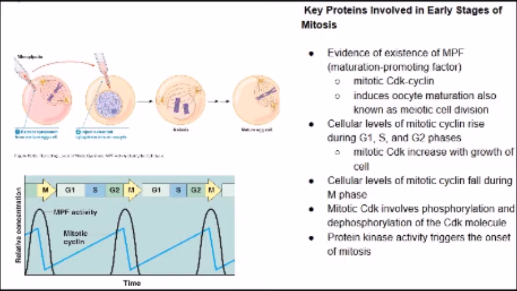In figure 19-35, you see how the MPF activity goes up and down, but the mitotic cyclin constantly rises from G1 to S to G2, and then at the end of G2, it triggers the onset of mitosis. When it gets to mitosis, it drops very fast, and that's the decline of the mitotic CDK, and it prevents another mitosis from occurring.